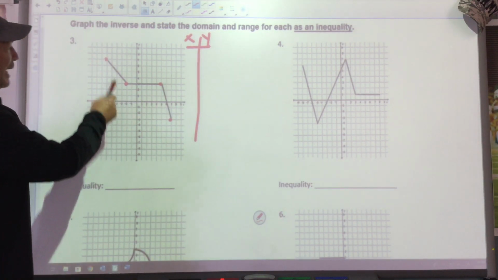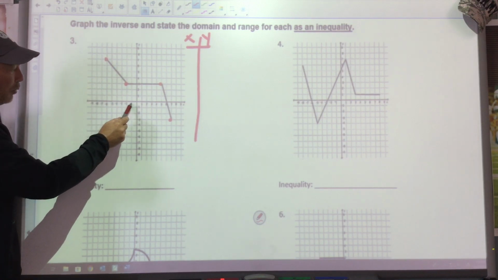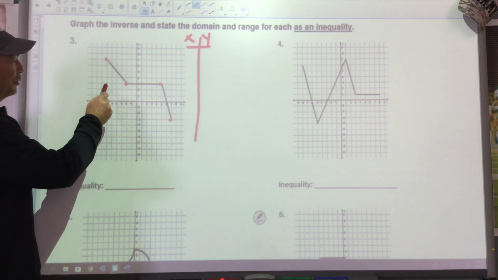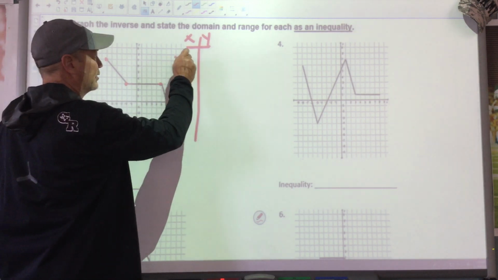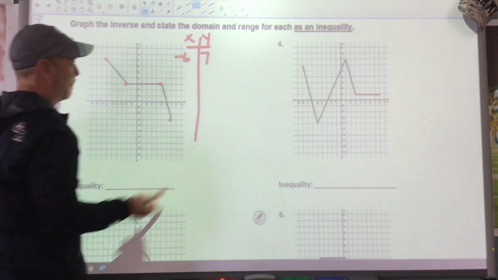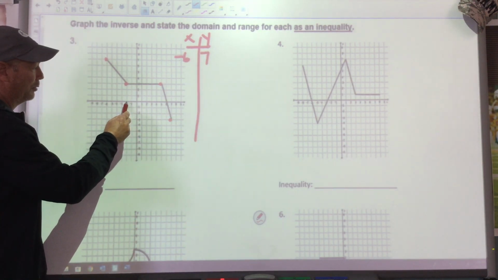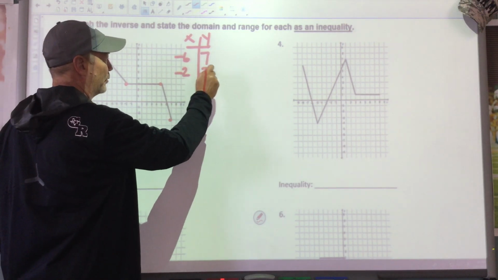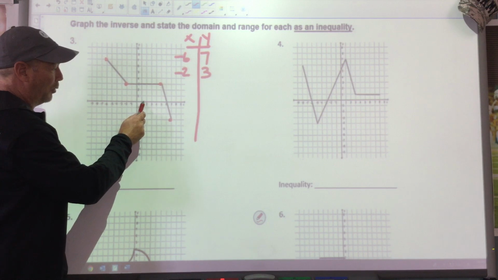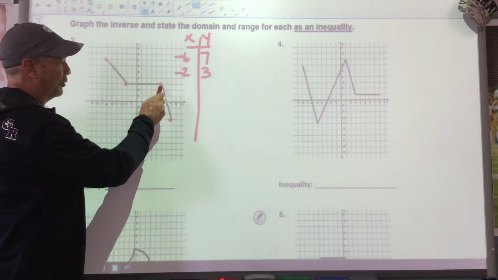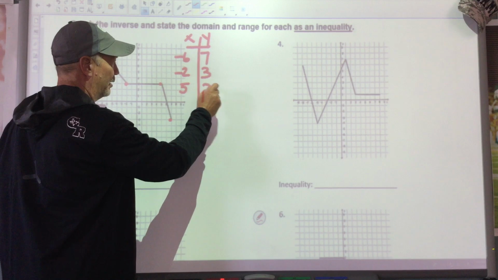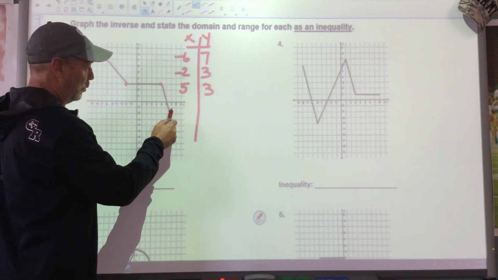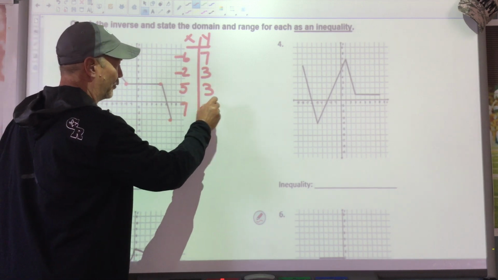And we're going to list the location of these points. I'm at negative 6, 7. I'm going to be at negative 2, 3. I'm at positive 5, 3. And I'm over here at 7, negative 3.